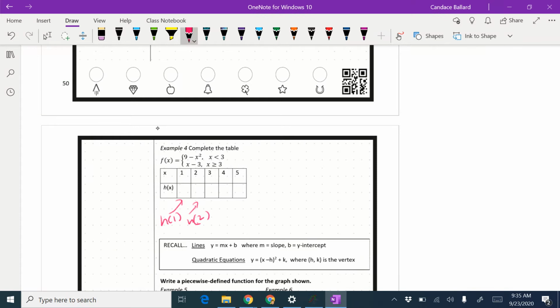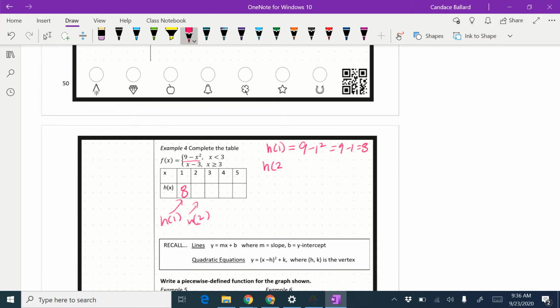So I'm going to use the correct branches. I'm going to show a little bit of work here. For h of 1, 1 is less than 3, so I would use the top equation. So 9 minus 1 squared. 9 minus 1 is 8. So I would put 8 in the first part of the table.